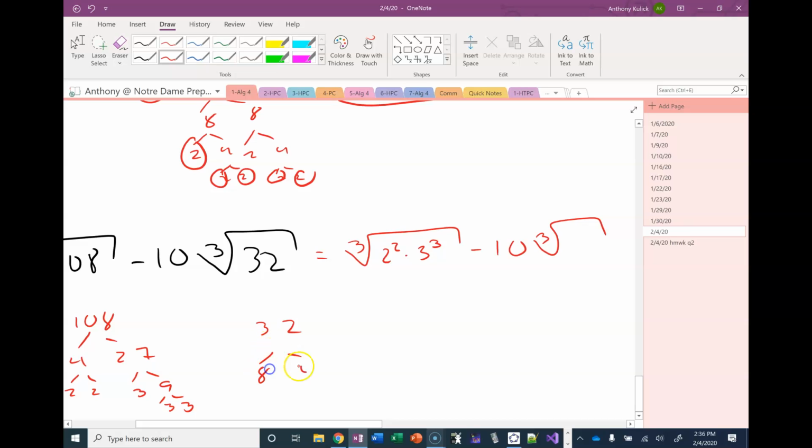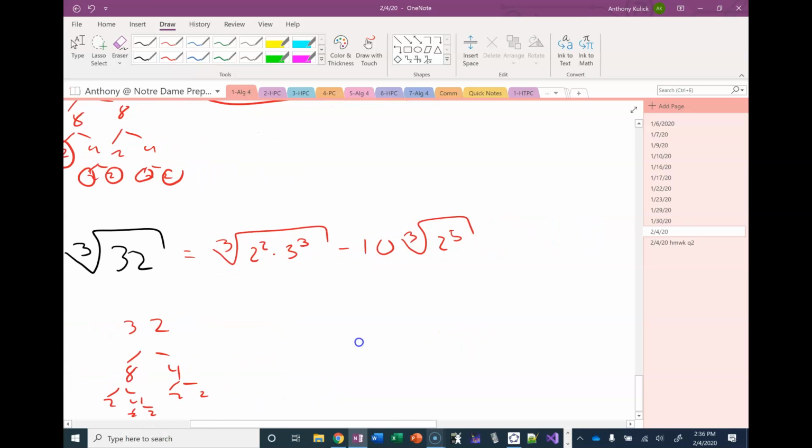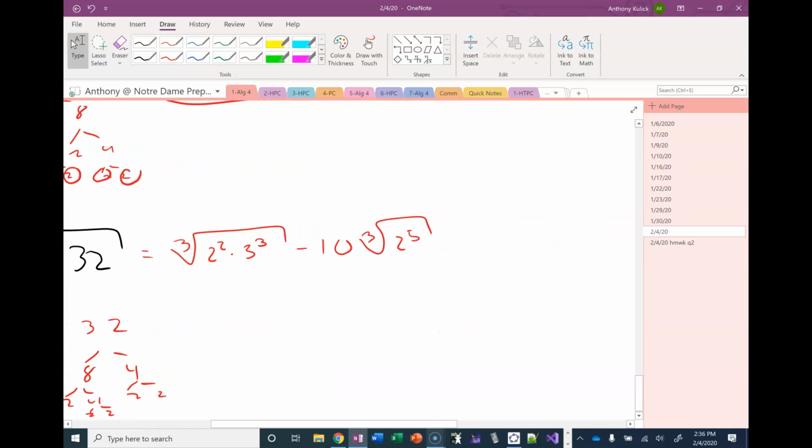Okay, how about 32? 8 and 4. 4 is 2 and 2. 8 is 2 and 4, and 4 is 2 and 2, so that's 2 to the 5th. Everybody happy with that?